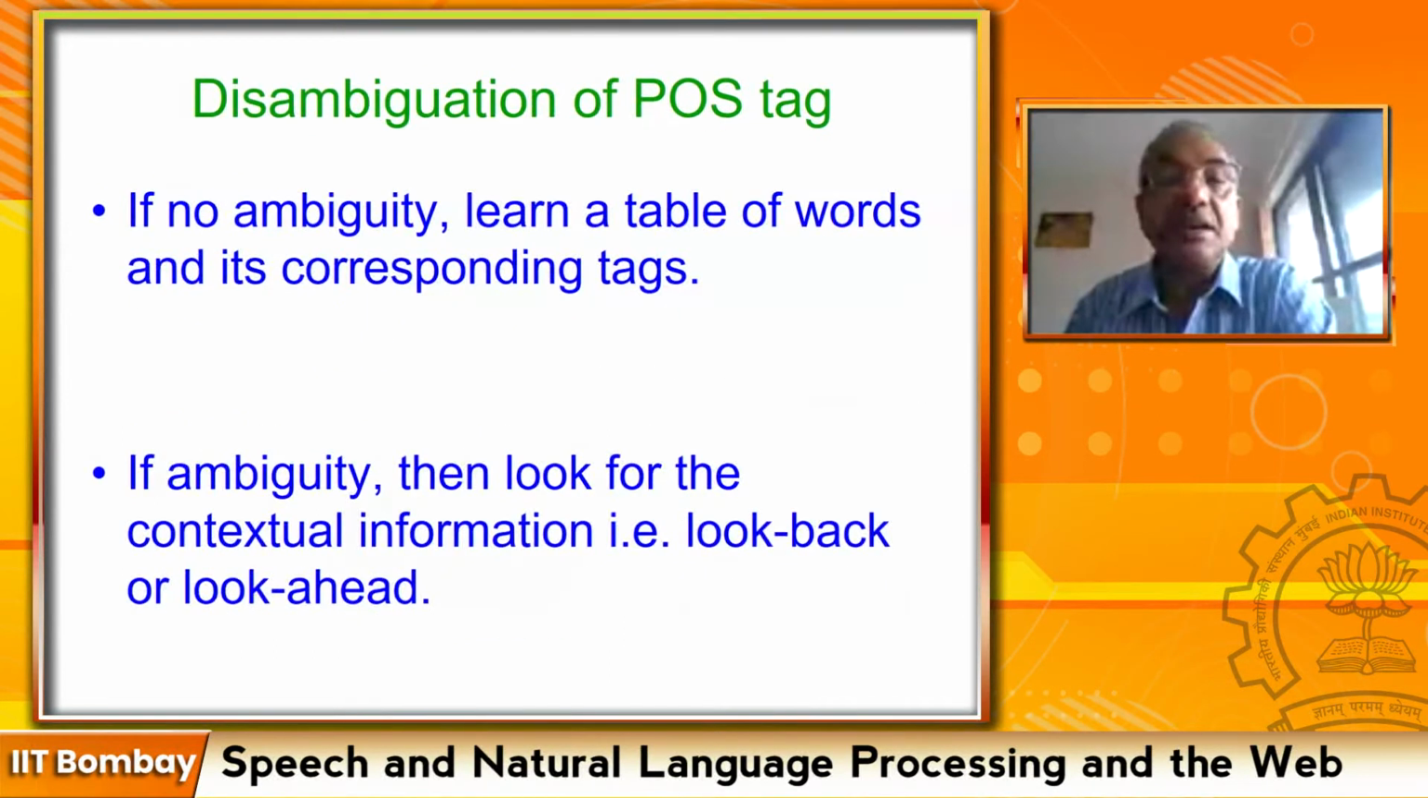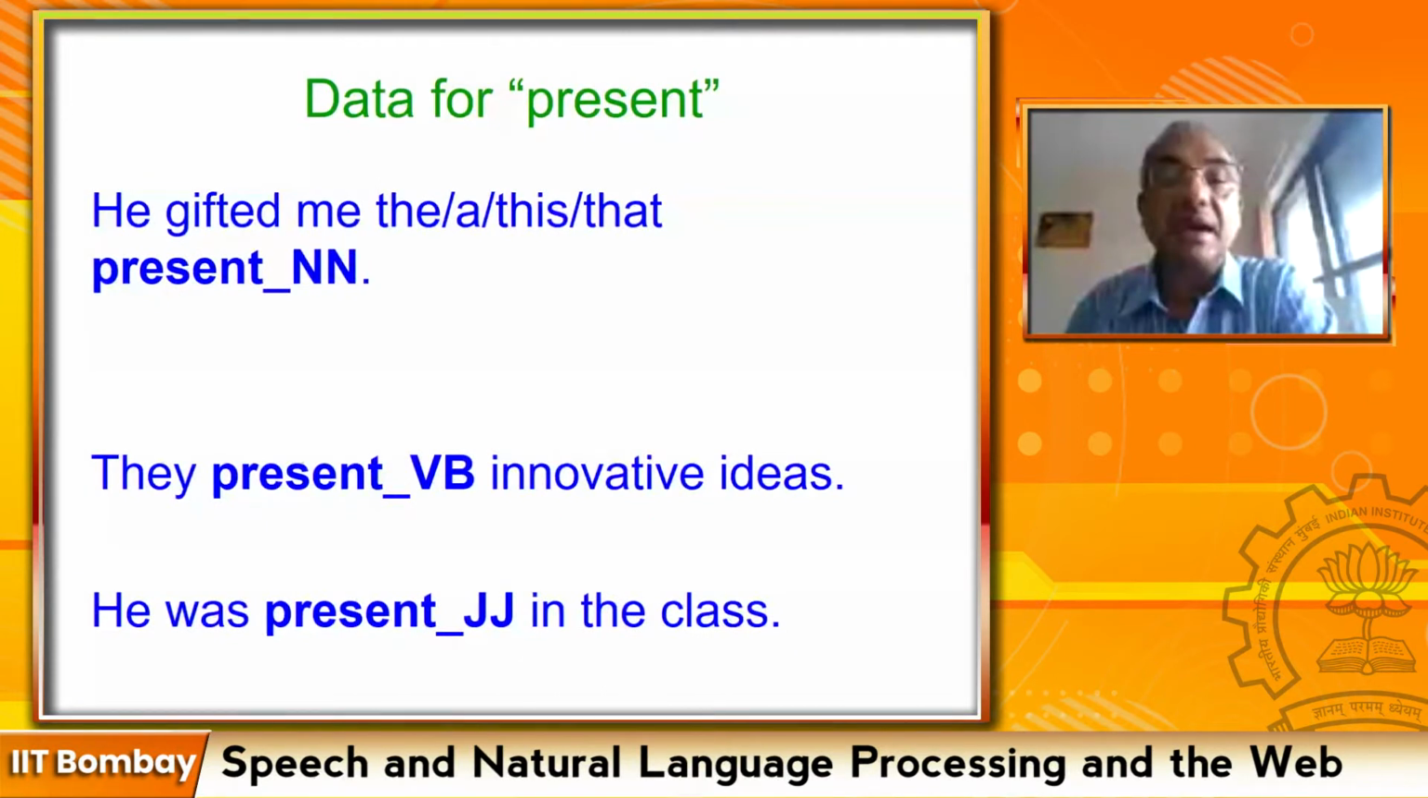But as I said, what is our attempt at creating a rule based part of speech tagger? So I look at the sentence. He gifted me the present, or a present, this present, that present. Here present is noun. They present innovative ideas. Here present is verb. He was present in the class. Here present is adjective. So I've taken 3 major part of speech tags: noun, verb, and adjective. And we have examples of noun, verb, and adjective as data.